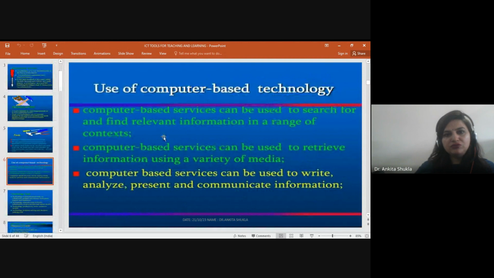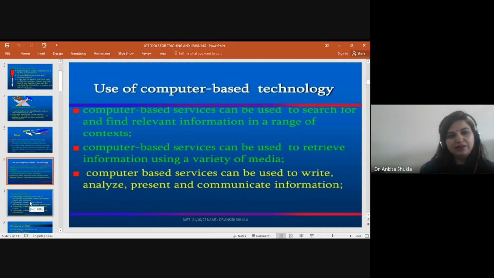So, the use of computer-based technology. Computer-based services can be used to search for and find relevant information in a range of contexts. They can be used to retrieve information using a variety of media. They can also be used to write, analyze, present, and communicate information.